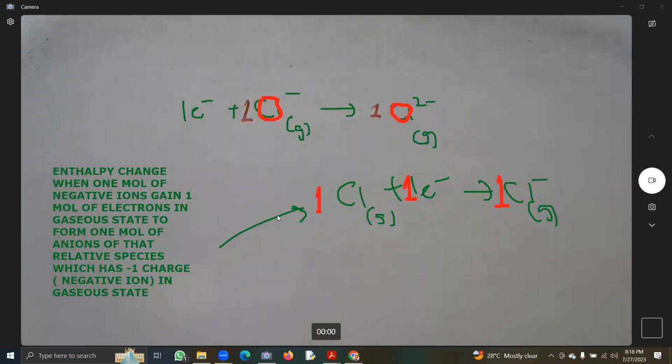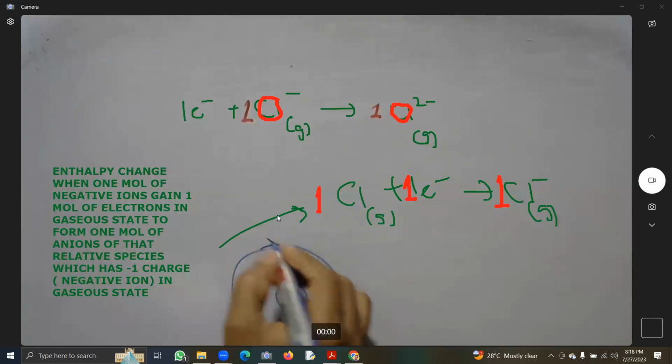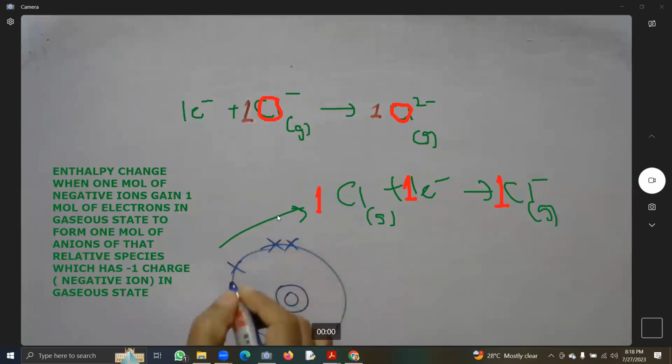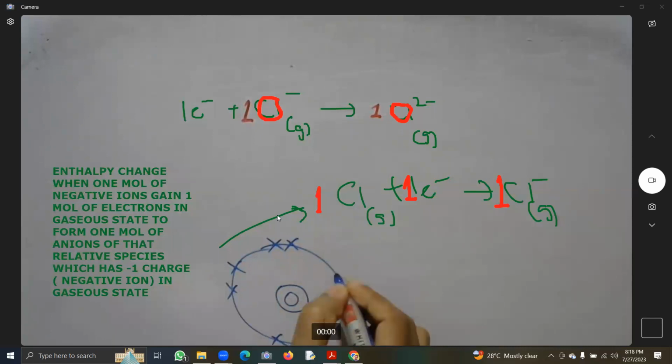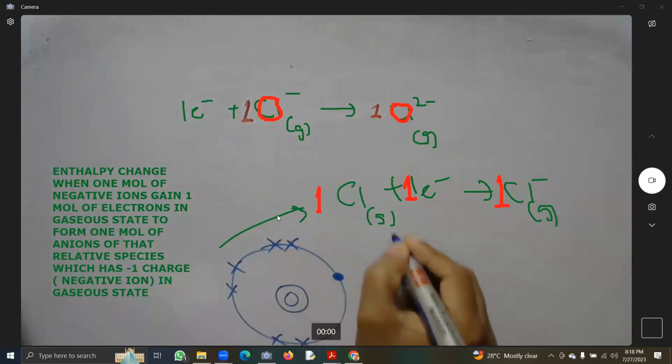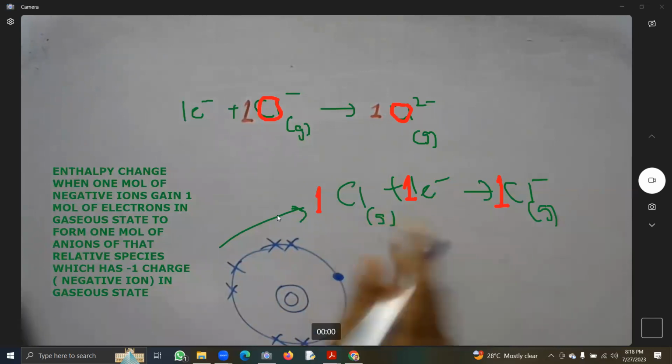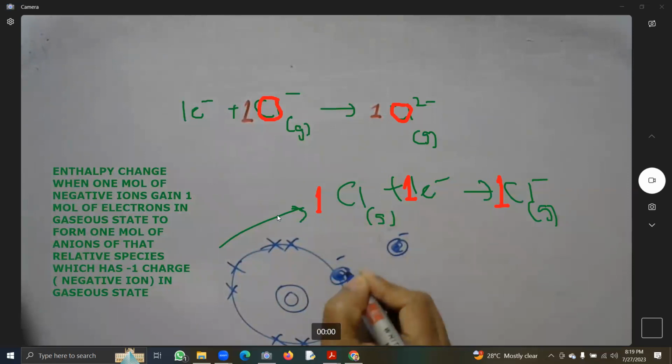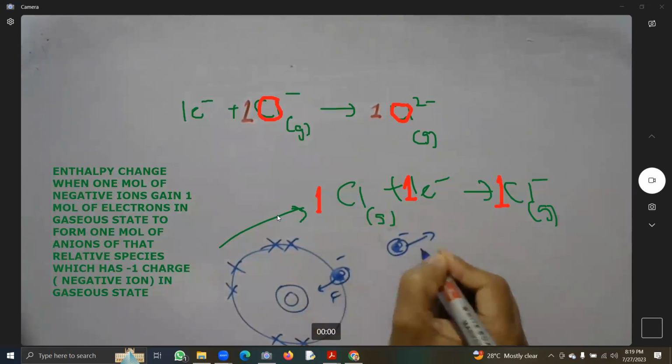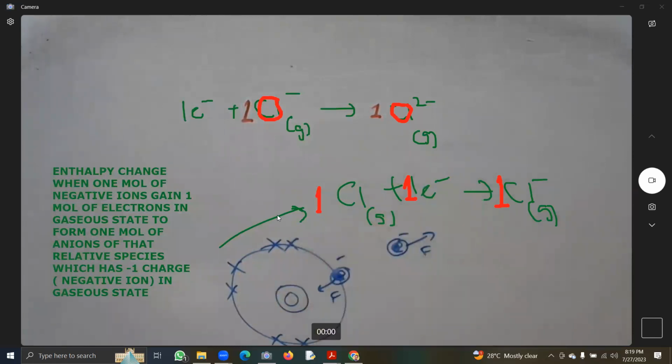There's a reason for that. We'll write the reason of the basic things we have memorized. The reason is that when there is an extra electron in the outer orbital, oxygen has 6 electrons. When it gets 1 electron from outside, the next incoming electron and the existing electron will repel each other. So it's really hard for it to come and get attached.